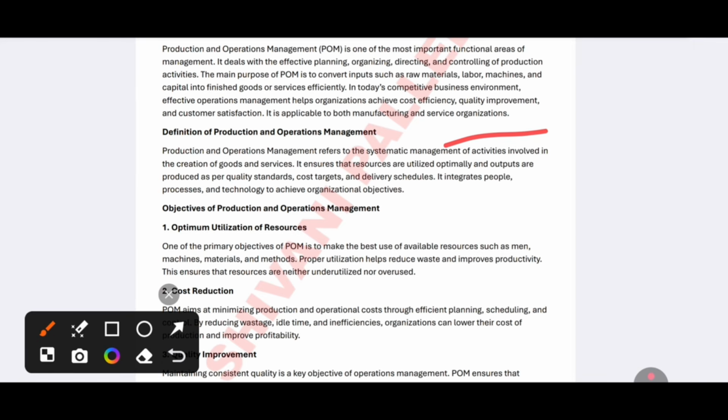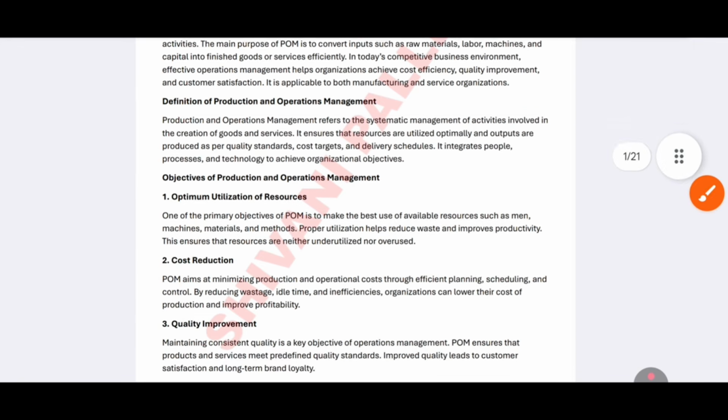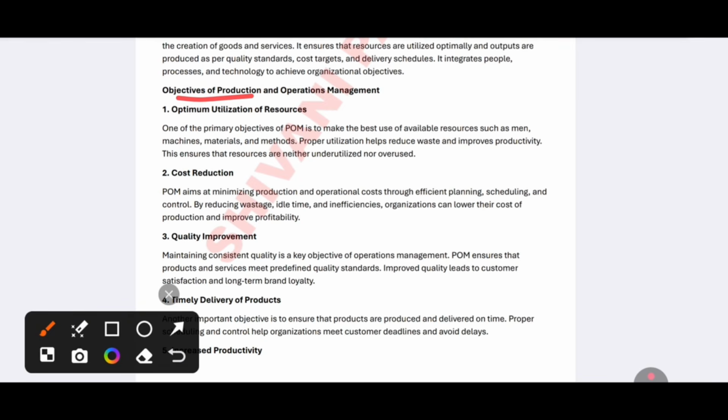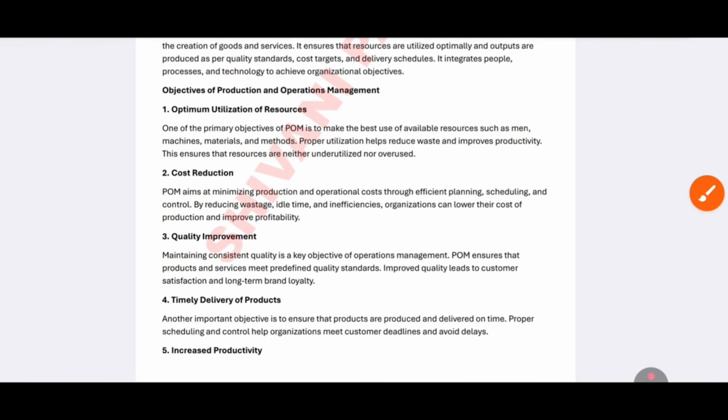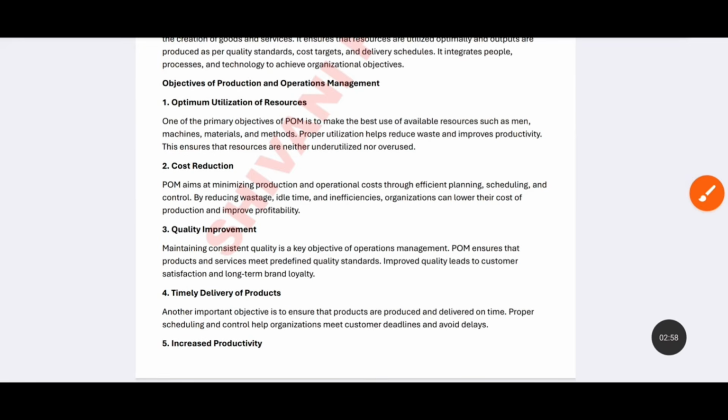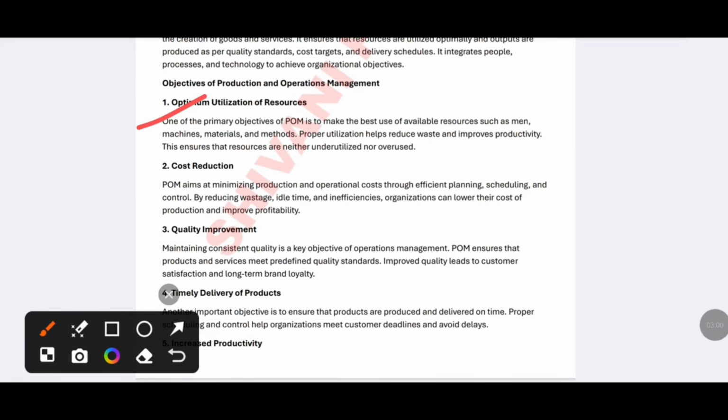For operations management, you need to write this meaning and definition, or else they may ask about the objectives, scope, nature, anything related to this subject. These points are applicable. The first point is optimum utilization of resources. What is meant by optimum utilization of resources? Utilizing means using all the resources available in your organization. It helps to reduce wastage, improves productivity, and ensures you reach your goal in the organization. Second one, cost reduction.